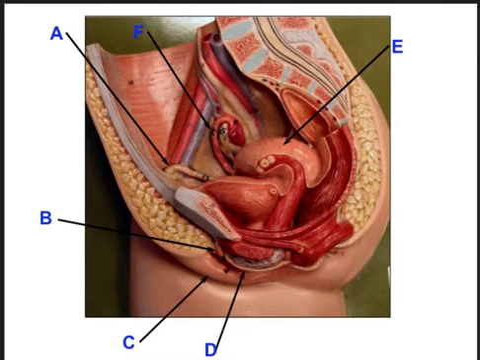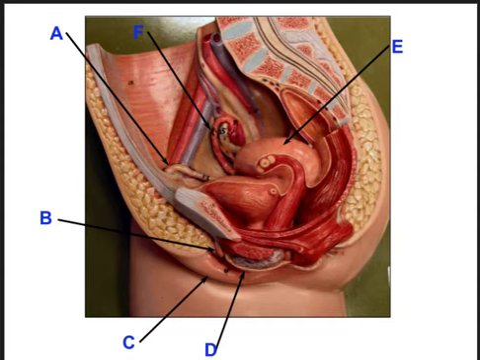A is pointing to the round ligament. This is one of the stabilizing ligaments of the uterus. B is pointing to the clitoris. C, the labia majora. D, the labia minora. E, the urethra. Or I'm sorry, E, the uterus. And F pointing to the fallopian tube.